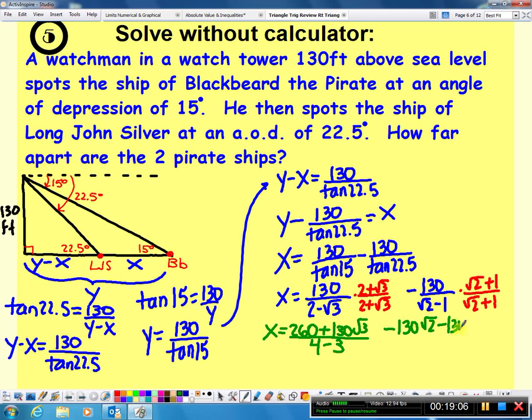So you can essentially ignore the bottom and just combine those numerators, because the bottom just sort of goes out anyway. So I'm going to say 260 minus 130 is 130, plus 130 square root 3, minus 130 square root 2, and there's your answer without the use of a calculator, and that would be feet. So the two pirate ships are that many feet apart.